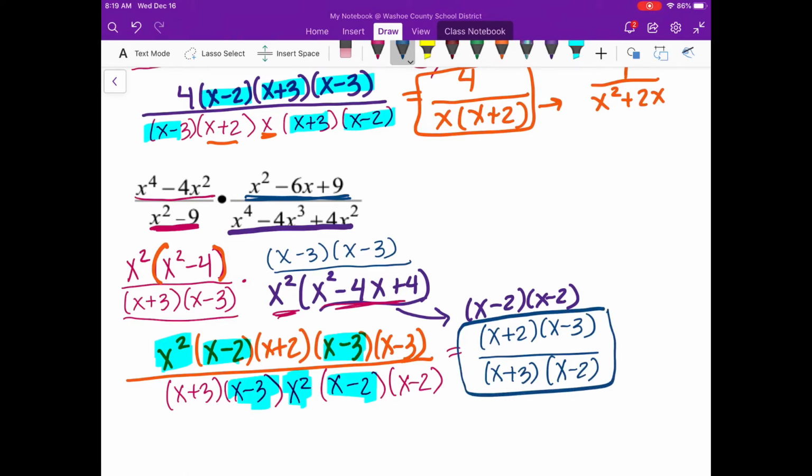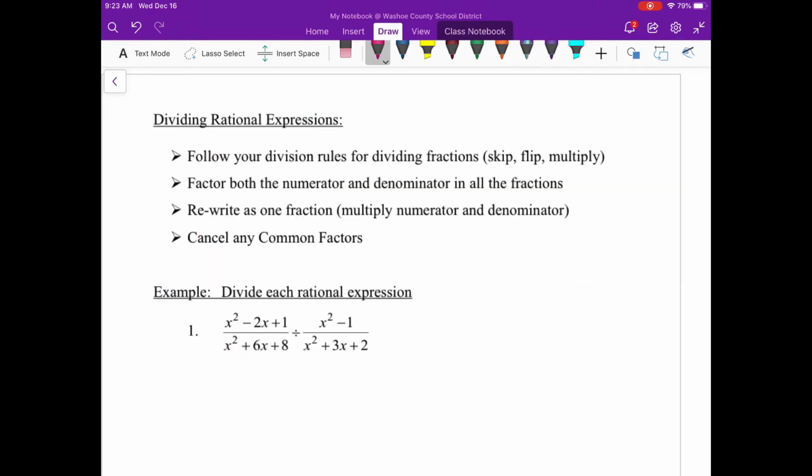Okay, so just be careful. It could be easy to assume that these are going to cancel, but remember, it's numerator and denominator, and they have to have the exact same sign and everything. All right, now we're going to move into dividing rational expressions.